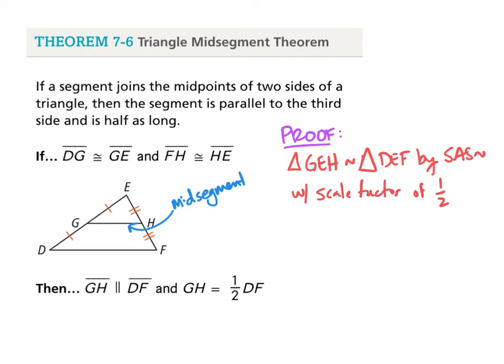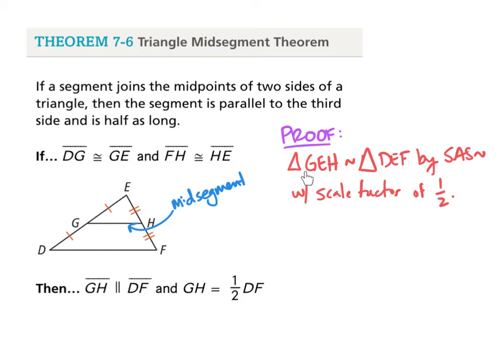of 1/2. So that indicates that all the corresponding sides of the smaller triangle are half as long as their corresponding side on the big triangle. So that takes care of this part, that GH is going to be half of DF. But how do we know that they're parallel?